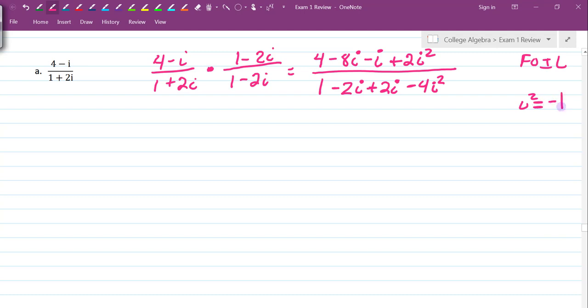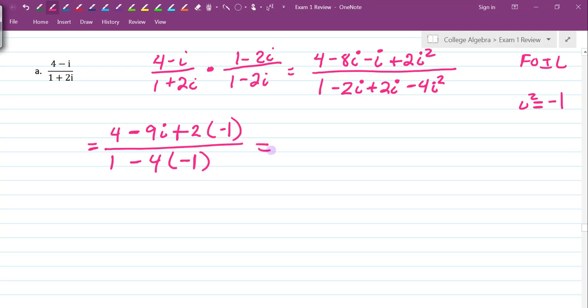Next up, we're going to combine like terms, and we will convert all the i squares to negative 1. Okay, so now this is going to be equal to, we're just going to copy down the 4. Negative 8i minus i is negative 9i plus 2 times negative 1, because that is what i squared equals, divided by 1, and then negative 2i plus 2i goes to 0, and then minus 4, and i squared is negative 1.